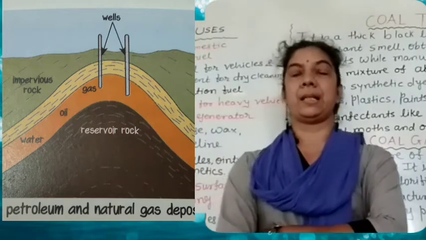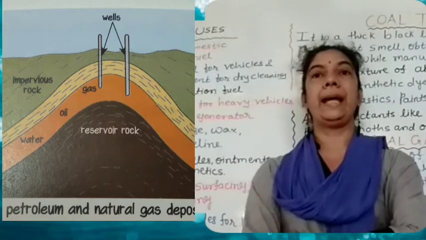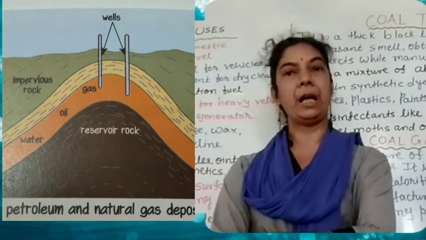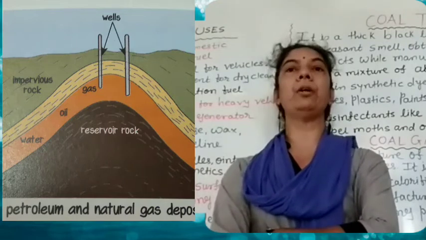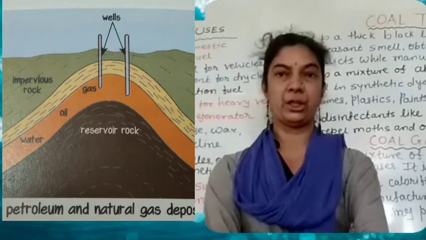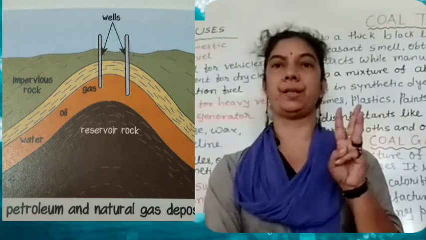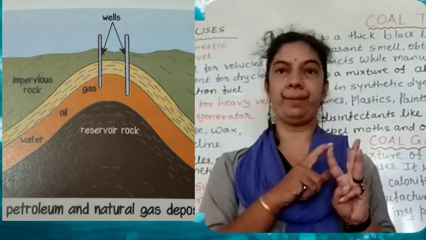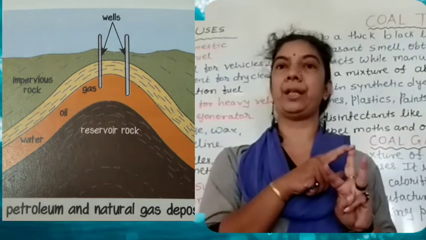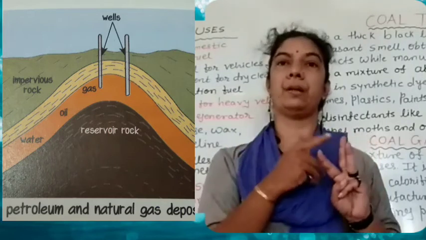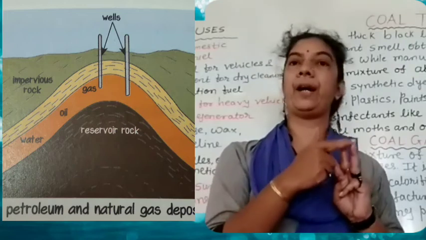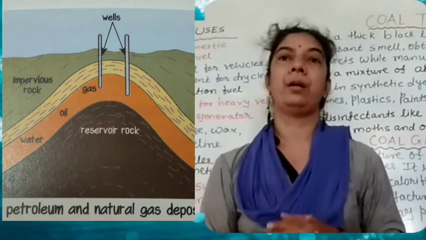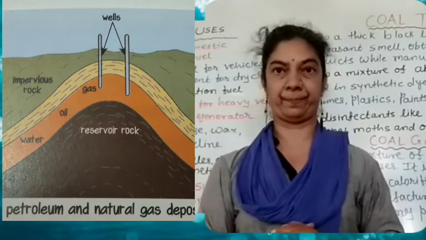Now let us discuss the extraction of petroleum and after that the refining of petroleum. So we are having three stages. First, that is formation of petroleum, then extraction, that means to take it out from the earth's crust, and finally we are refining that to get the different valuable products.